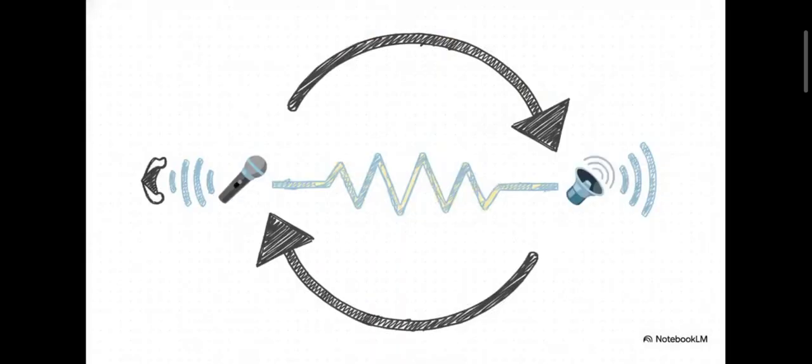A perfect example we use every single day is a microphone and a loudspeaker. A microphone is a classic transducer. It captures the physical energy of sound waves in the air and turns them into an electrical signal. And then a loudspeaker does the complete opposite. It's what's called an inverse transducer. It takes that electrical signal and turns it right back into sound waves we can hear. They're just two sides of the same coin, and both are absolutely essential for how we communicate.